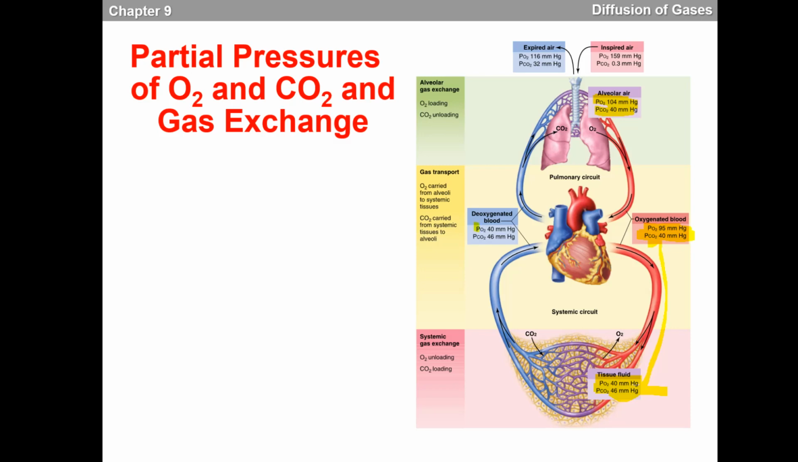So then you have the deoxygenated blood over here, which is at 40 and 46, so it's dropped off a lot of oxygen when it was here, and picked up some carbon dioxide. It goes into the lungs. We expire some of that carbon dioxide, come back over again, and we repeat the process, right? So oxygenated blood is approximately 100 millimeters of mercury.